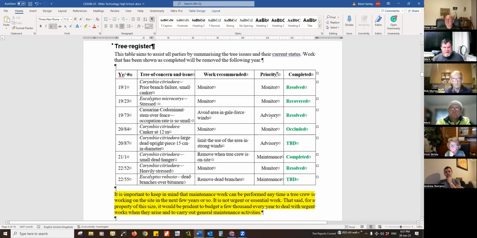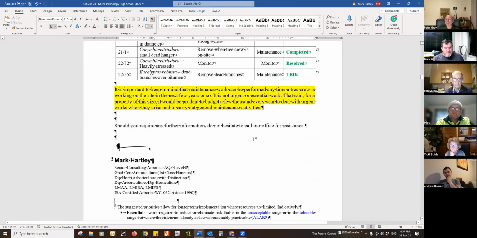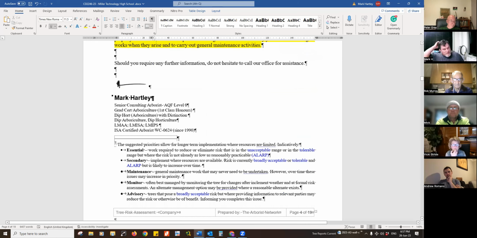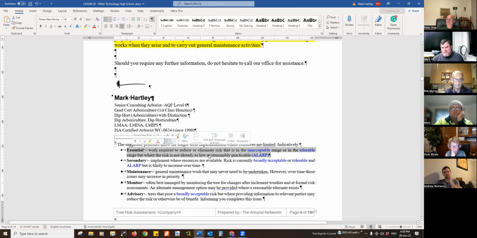Advisory ones are where somebody else needs to know something, or where it's just, well, I'll give you the definitions here, in fact. Essential: work required to reduce or eliminate risk that is in the unacceptable range or is tolerable range, but where the risk is not already as low as reasonably practicable. So in my view, any work is essential. It's not a time frame now. It's just essential that they do it. And that's going to depend on their resources and their time frame. In most cases, it's done fairly quickly because I rarely see one.